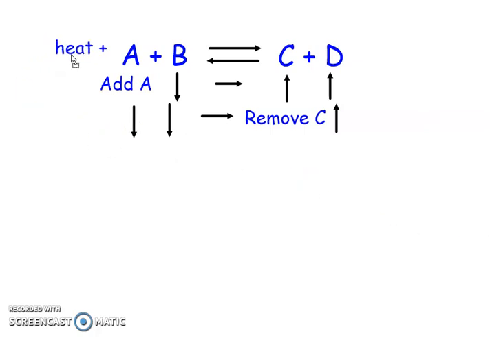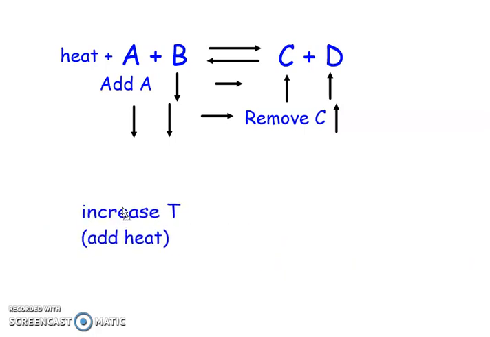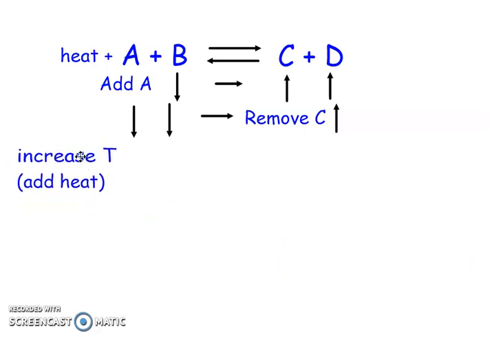Now, we can also add heat or change the temperature of a reaction. In order to look at that, we do need to know which side of the reaction heat is on. In this case, heat is a reactant. When I increase temperature, that's just like adding heat. Now we know that increasing the temperature is going to speed up the rate of a reaction, both the forward and the reverse reaction. But it's going to speed up one of them a little bit faster.